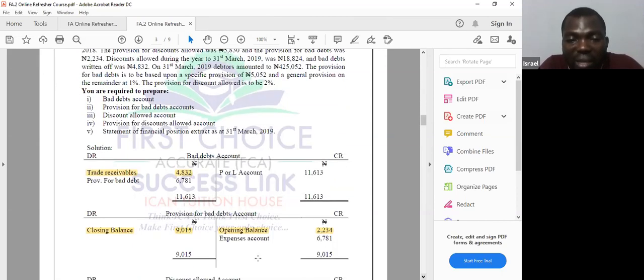So we have the difference between the opening balance and the closing balance. And that gave us a total sum of 6,781. That 6,781 was written down, so we could debit this amount with that amount. So we add these two together, and it will be the one that we are going to put under our profit or loss account.